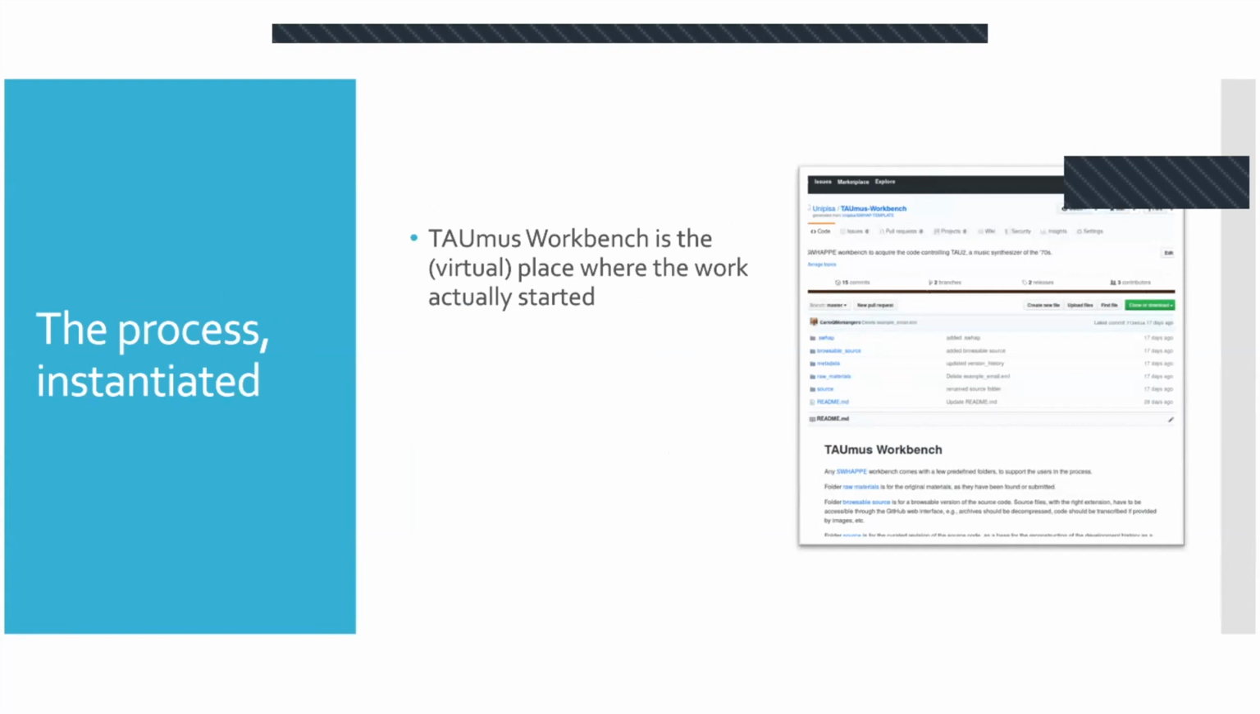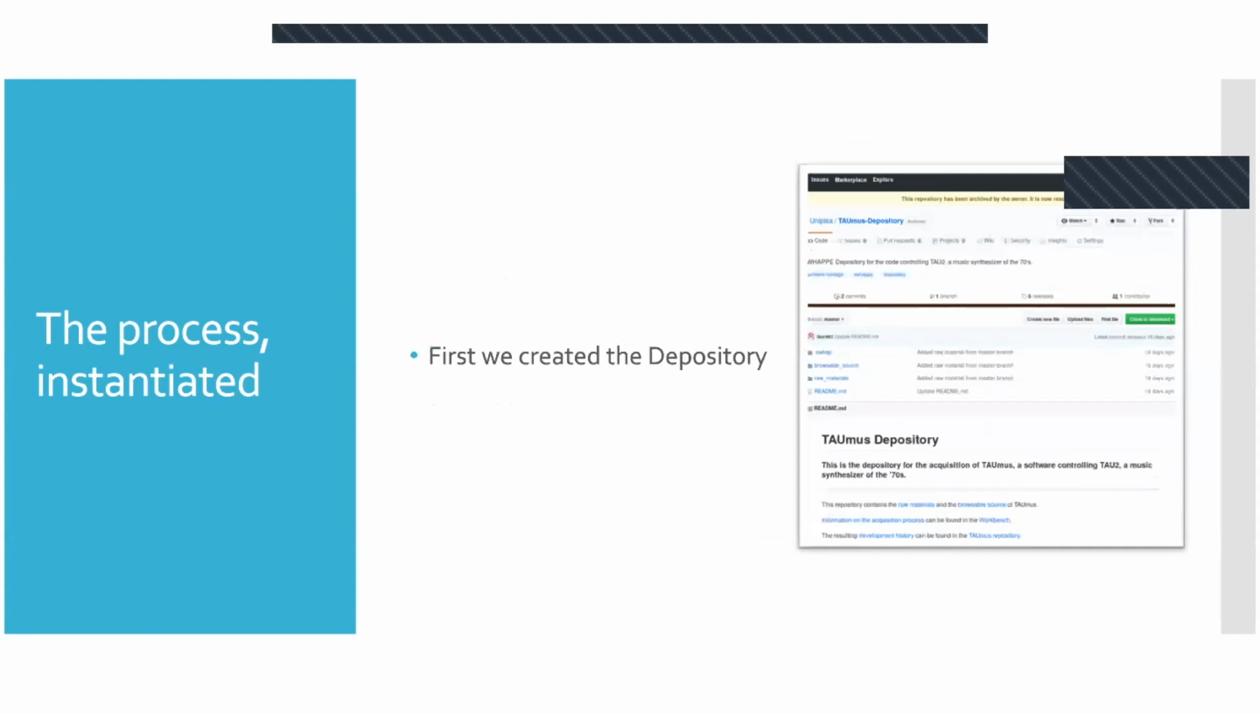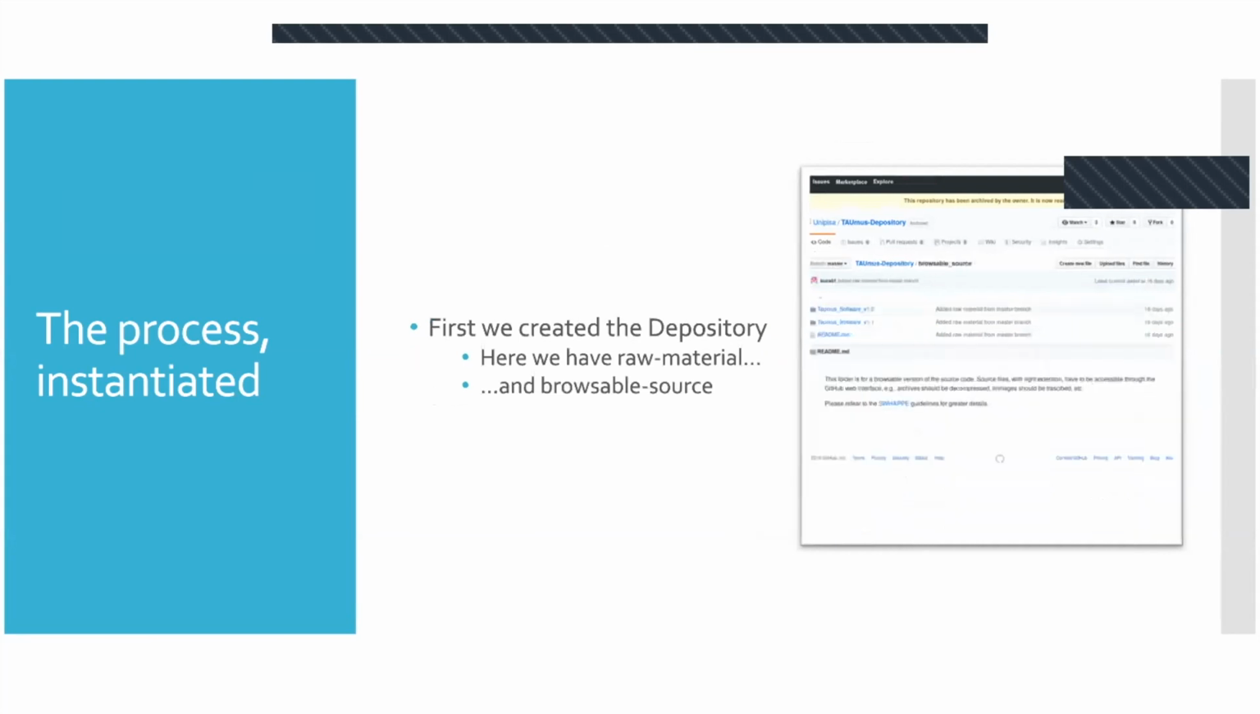creating the workbench from the SWAP template. So the SWAP template is the repository from which we inherit the directory structure. And of course, we did the same for the CMM software. Then we were able to create the repository, which contains both the raw material and the browsable source.